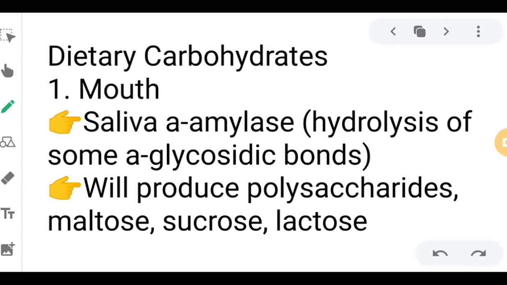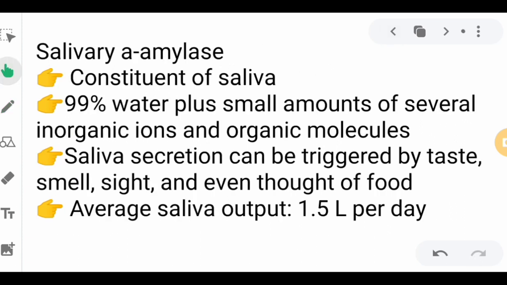Let us tackle what salivary alpha amylase is. This is a constituent of saliva, secreted by our salivary glands located in our mouth. Saliva contains 99% water, which is why we call it hydrolysis, plus small amounts of several inorganic ions and organic molecules. Saliva secretion can be triggered by taste, smell, sight, and even the thought of food. The average saliva output is about 1.5 liters per day in every individual.